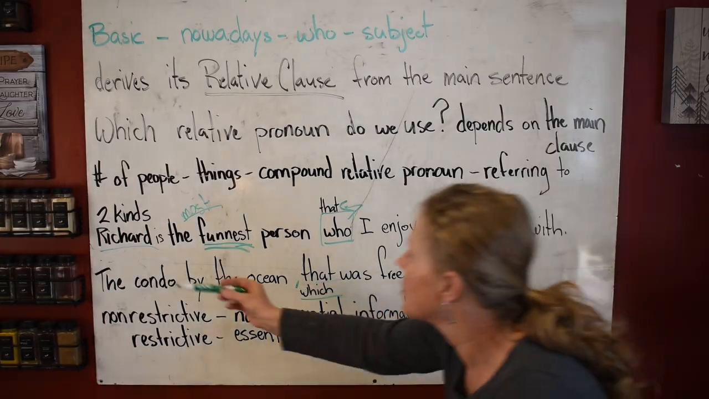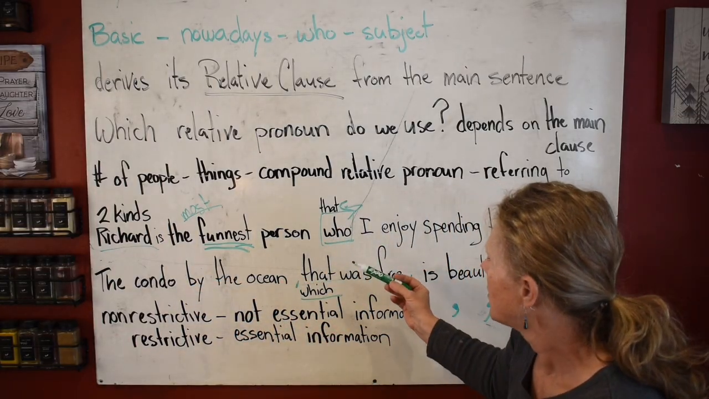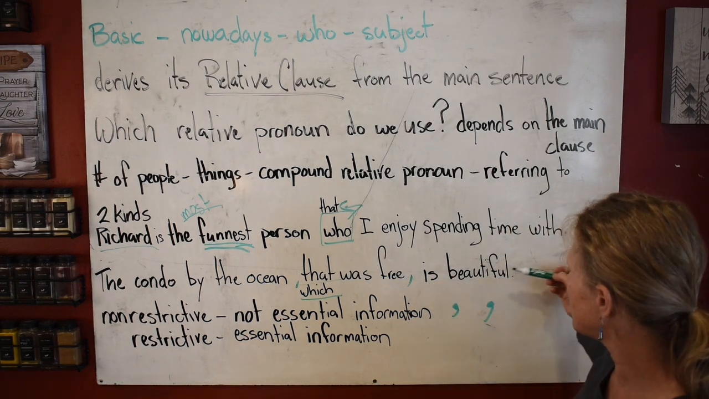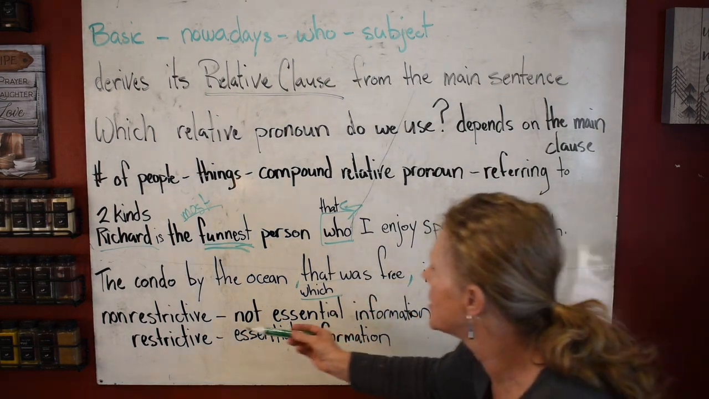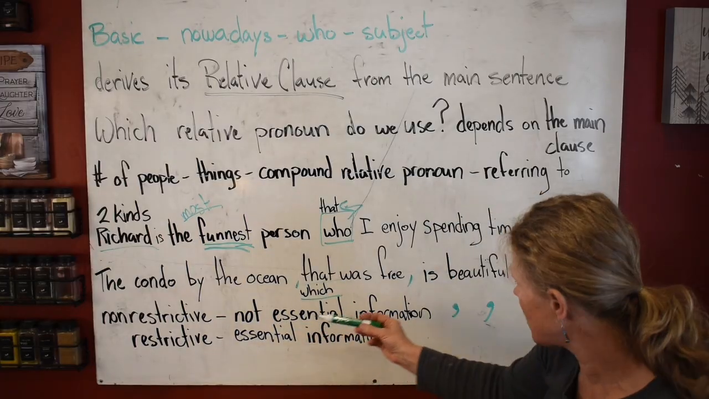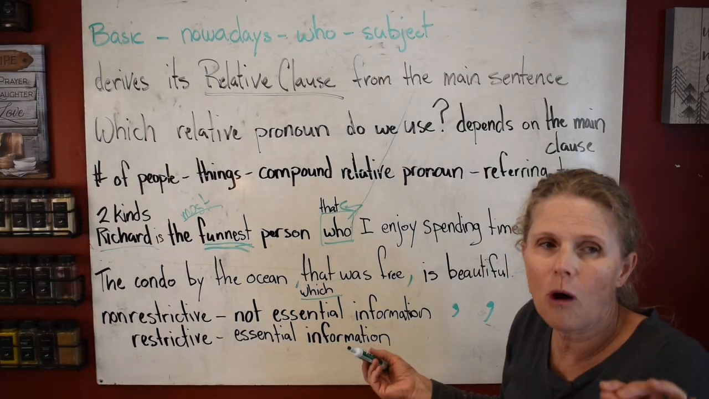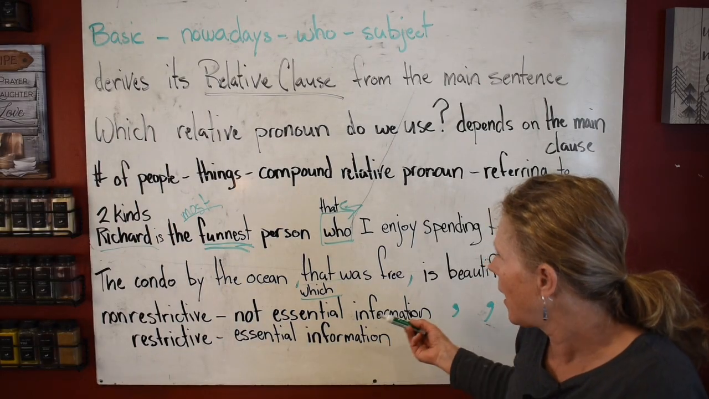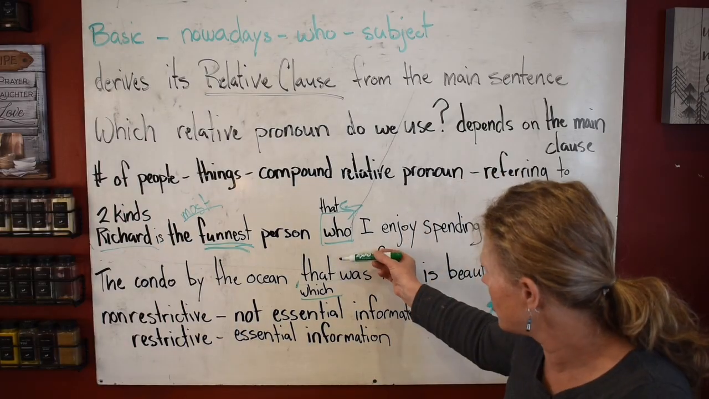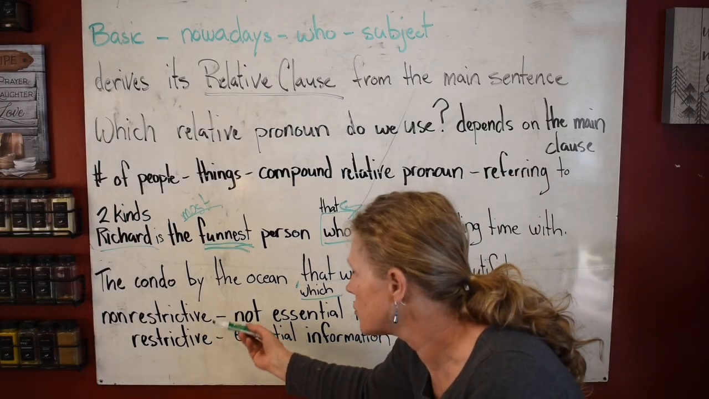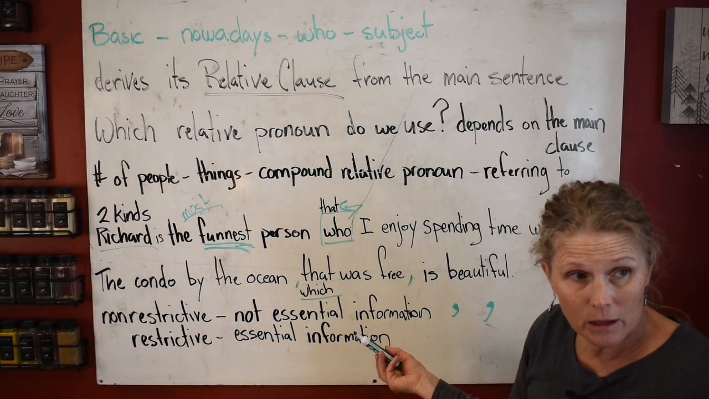If I say, the condo by the ocean, which was free, is beautiful, this becomes non-restrictive, which means not essential information. They take commas. Now, but what if I say, no, I want that in there, and we're going to use the word that. Is it non-restrictive or restrictive, Paul?